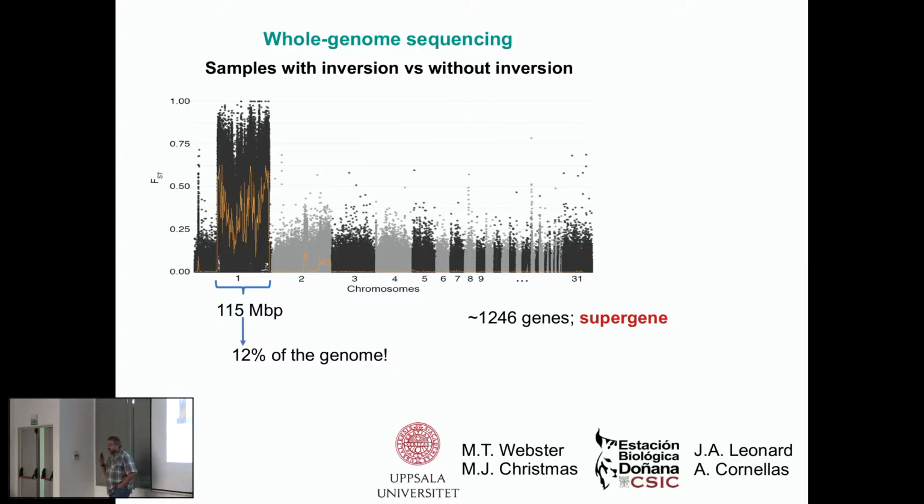So we have 1,200 genes that are inside a block that does not recombine with others. So we have this gigantic supergene that is evolving independently in one group and the other. 1,200 genes that can be accumulating divergence independently in the two groups of quails. Okay?